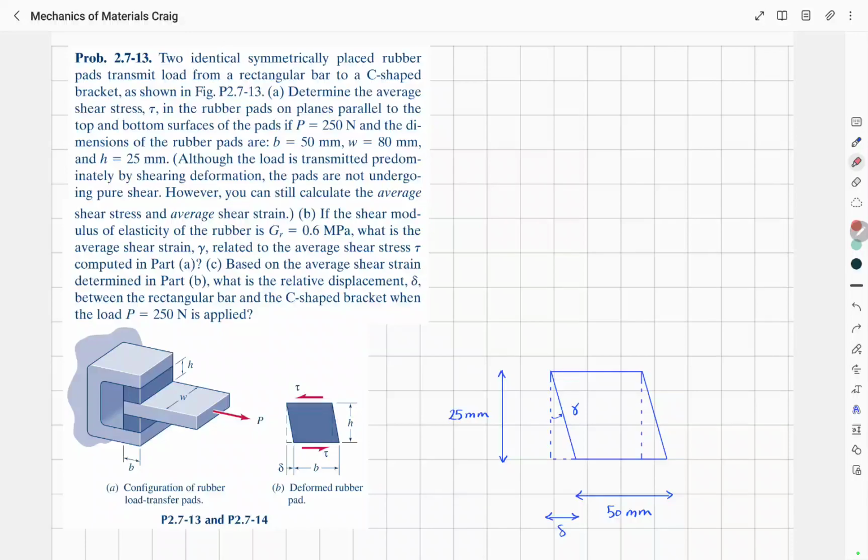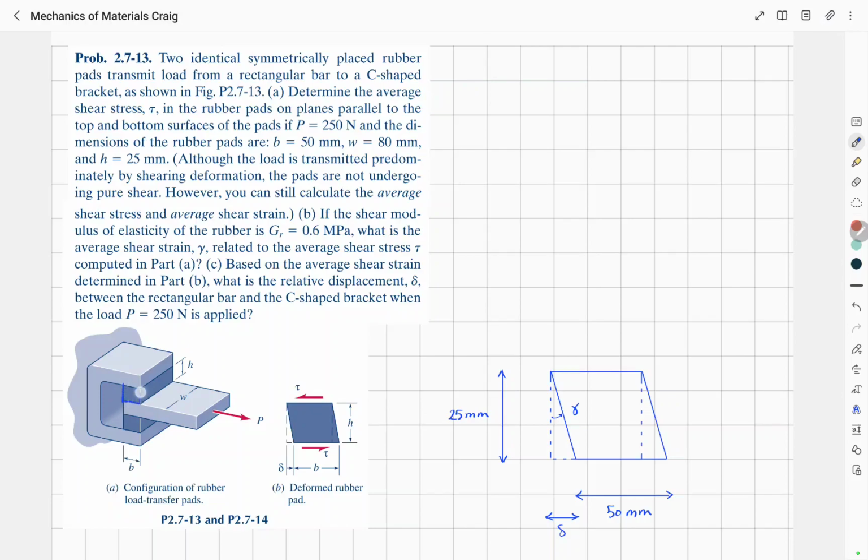All right, in this question, we have this C-shaped bracket here, and we have a rectangular bar, as you can see here, that is connected to the bracket using two identical symmetrically placed rubber pads. So these are our two rubber pads. And when there's a load P applied to the rectangular bar, these two pads here transmit the load from the bar to the bracket by shearing deformation.